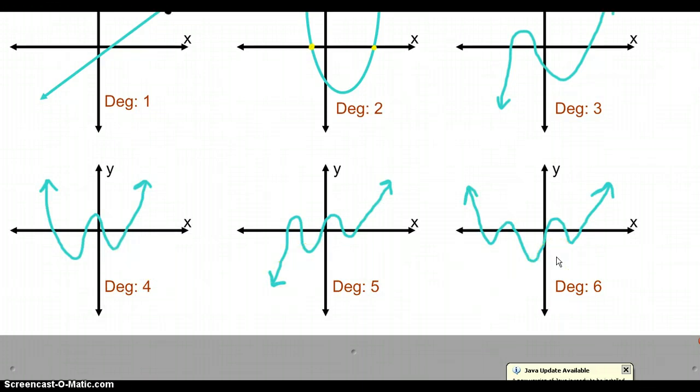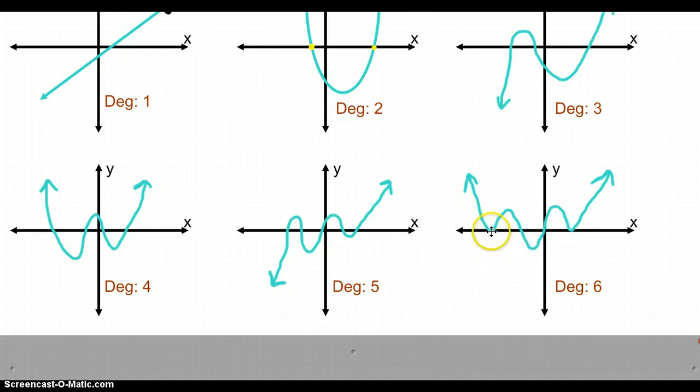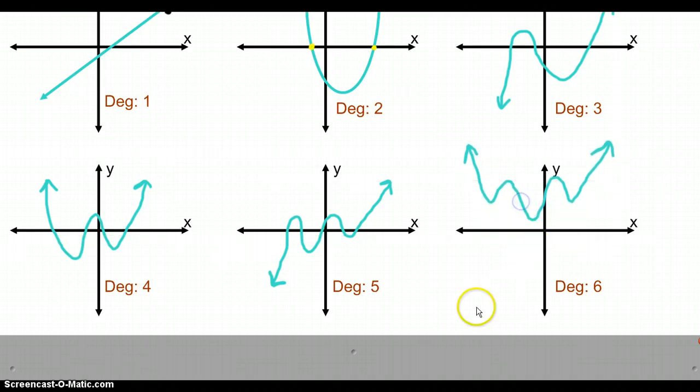If we take a look at a couple other examples, here's a degree 4, a degree 5, and a degree 6. Like we said earlier, this is a maximum of 6 because you could have a situation where the graph maybe only has 1, 2, 3, 4 x-intercepts. You could have it where it only has 2 x-intercepts, or 1 x-intercept, or possibly 0 x-intercepts. That means no roots are going to be real numbers. You would have 6 possible complex numbers that may be imaginary.